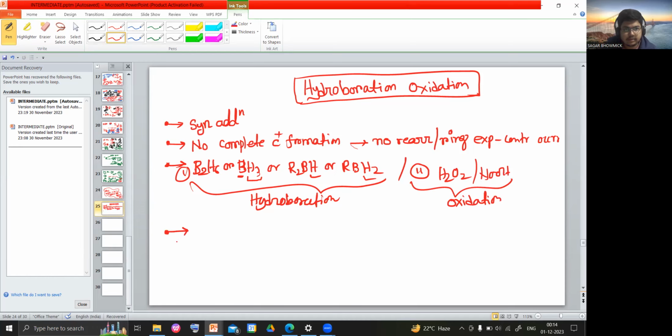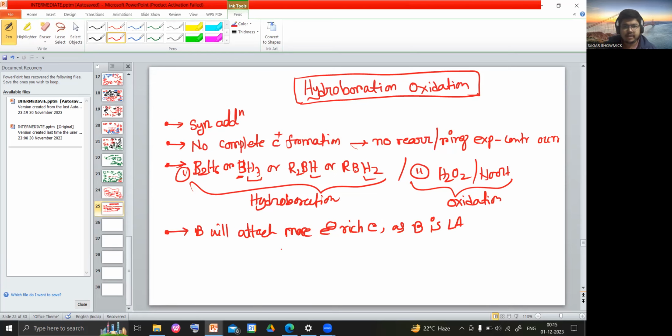The last statement about this reaction is that boron will attach to the more electron-rich carbon. Why will boron attach to the more electron-rich carbon? Boron is from BH3 or B2H6. Because boron is a Lewis acid, compounds of boron are basically electron-deficient compounds. So an electron-rich system will prefer to attack that, as boron is a Lewis acid.